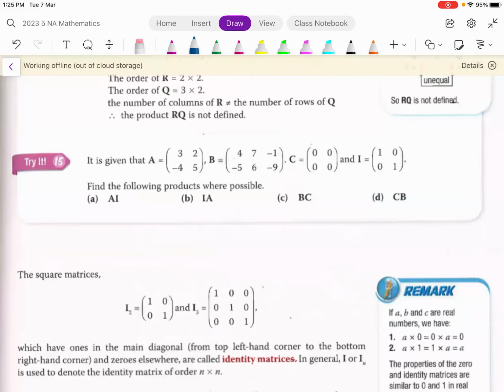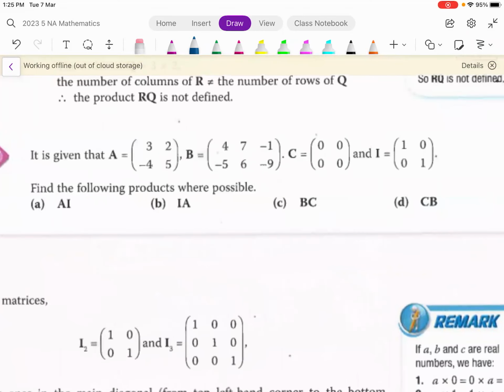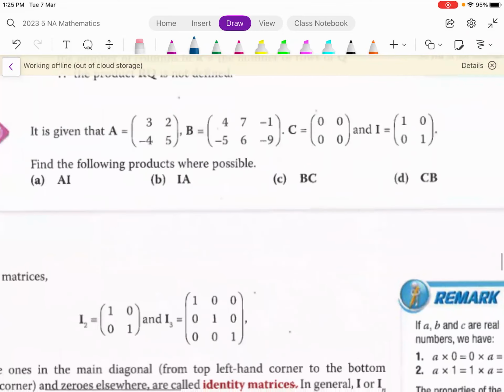Okay, now try question 15. Identify whether they are possible or not. So I want you to quickly write out the order for every one of these matrices. Just write it at the bottom. Quickly take your pencil and start writing. So this will be 2 by 2.